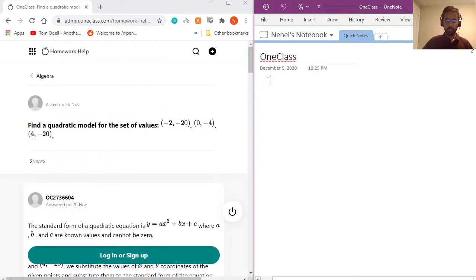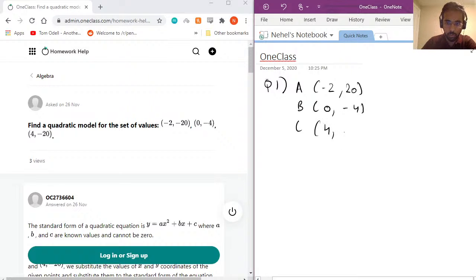Okay, so the question one for today is find a quadratic model for the set of values, and we're given 3 points. So let's just call them point A, which is minus 2, 20, B, which is 0, negative 4, and C, which is 4, negative 20.